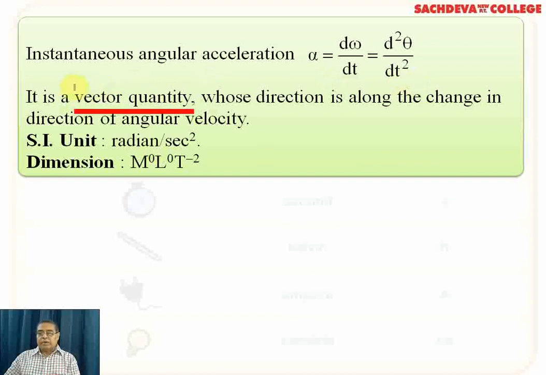It is a vector quantity whose direction is along the change in the direction of angular velocity. The SI unit of angular acceleration is radian per second square, and the dimensions will be M naught, L naught, T minus 2.